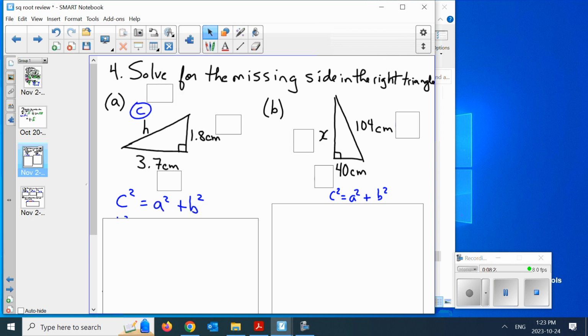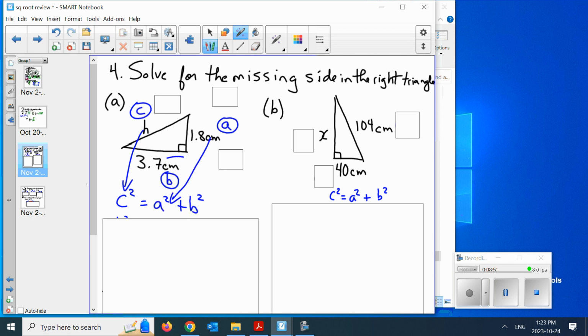That's like our C. So this is why I have this. And then the A and the B don't matter, whether you have the 3.7 as A or the 1.8. C doesn't switch. We're going to use this formula. So then we put our numbers in for it. For the letter C squared, I'm going to use H squared. For A squared and B squared, I'm going to use 1.8 squared and 3.7 squared. We make sure that everything is in centimeters. Yep, both of them are.